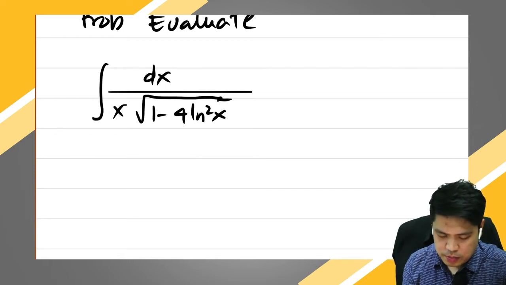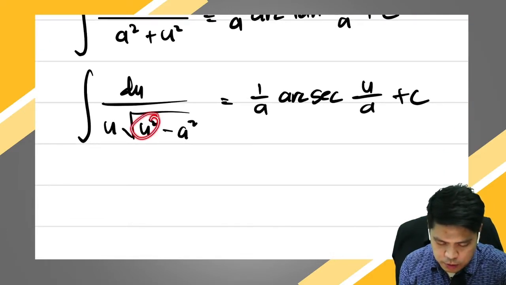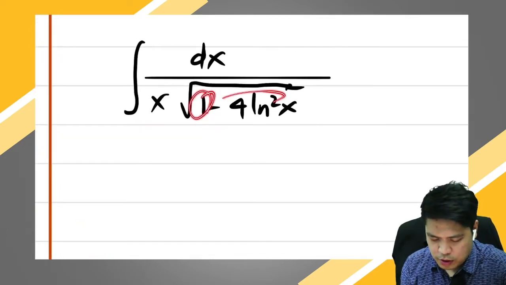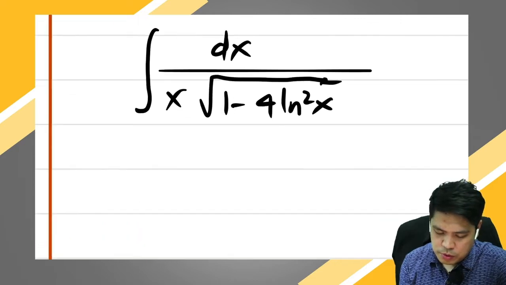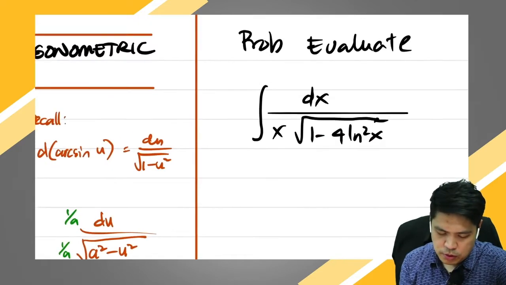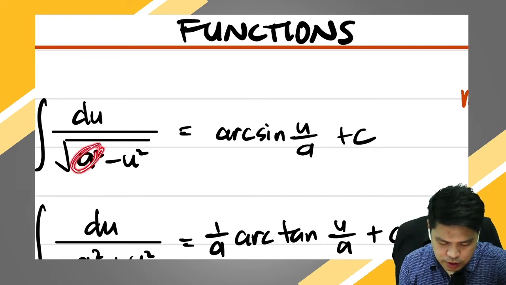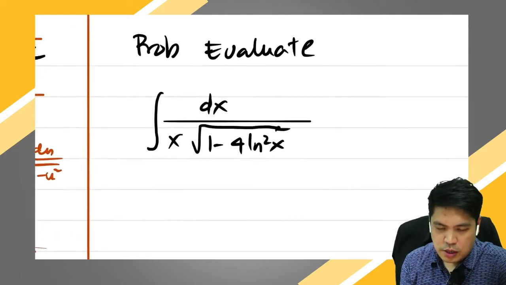arc secant, because kung titingnan natin yung formulas ng arc secant, it's variable minus constant. But in this case, it's constant minus variable. Okay? So, what resembles constant minus variable is arc sine pa rin. Ito, square root of constant minus variable. So, therefore, this is arc sine.